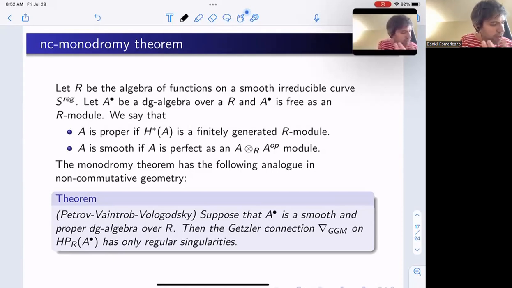So you have the algebra of functions R on a smooth irreducible curve, and A is going to be a DG algebra over that. It's going to be strictly linear over that, and a free R module, let's say for simplicity. Then you say that A is proper if its cohomology is finitely generated as an R module, and A is smooth if A is perfect as a bimodule. If you're familiar with non-commutative geometry, this makes perfect sense to you. If you're not, at least for properness, you might want to think of the fact that for a proper family of algebraic varieties, if you push forward, if you do sheaf cohomology, you always get a coherent sheaf over the base.